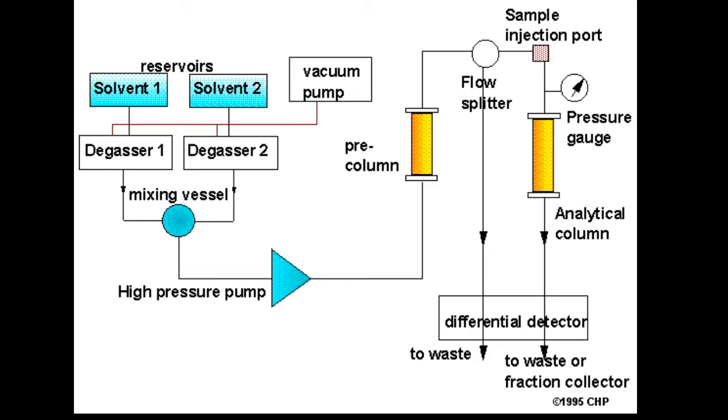Good morning, friends. Today we will discuss the topic, the block diagram of HPLC, High Performance Liquid Chromatography. It is a liquid-liquid chromatographic separation method. It is extensively used for separation, detection, identification, characterization, and the estimation of the components of the sample.